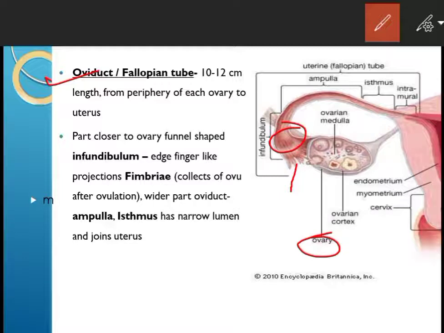Then it opens into the next part, which is called ampulla. Ampulla is the long, wide, thin walled part of fallopian tube next to the infundibulum where fertilization takes place. Isthmus is a short, narrow lumen that follows ampulla and joins the uterus. Uterine part passes through the uterine wall and communicates with the uterine cavity.